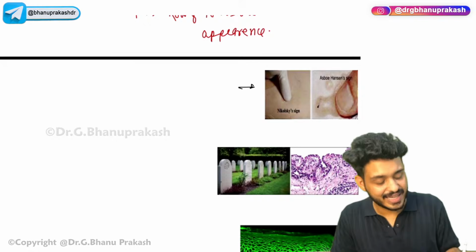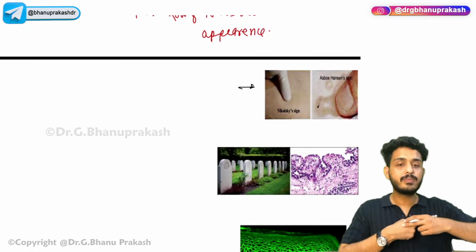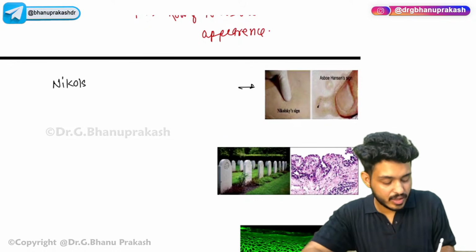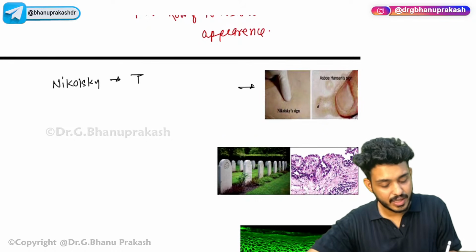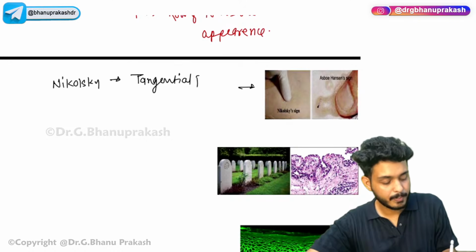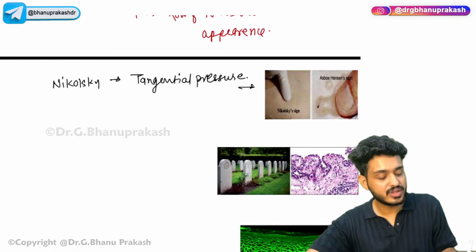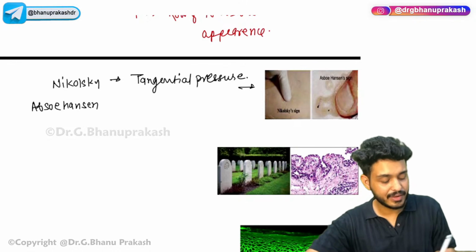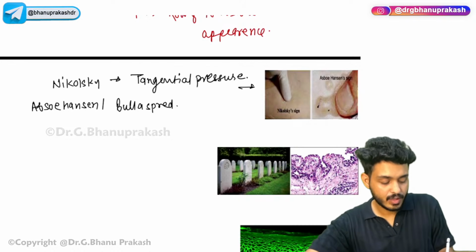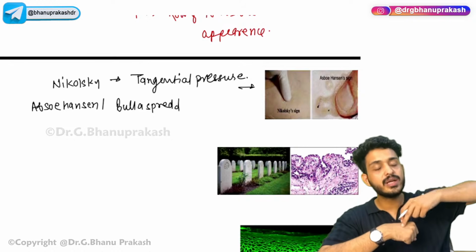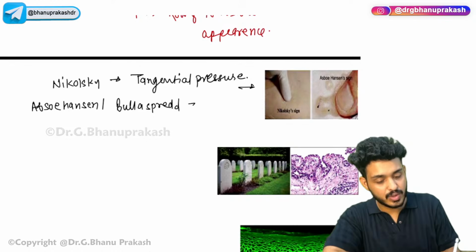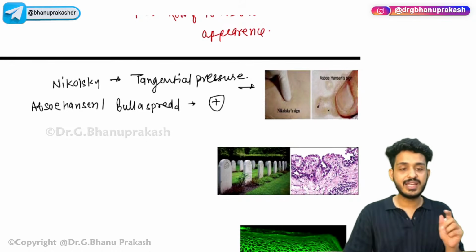So this is your Nikolsky sign. Nikolsky sign is when we put tangential pressure, there will be some kind of rupture. Okay, so that is Nikolsky positive. In Nikolsky, what we are going to do is put tangential pressure. Okay, second one is your Asboe-Hansen sign, also known as bulla spread. So basically, when you are putting perpendicular pressure to the bulla, what will happen? It will spread out. That is known as bulla spread sign. It will be positive for Nikolsky and bulla spread sign.